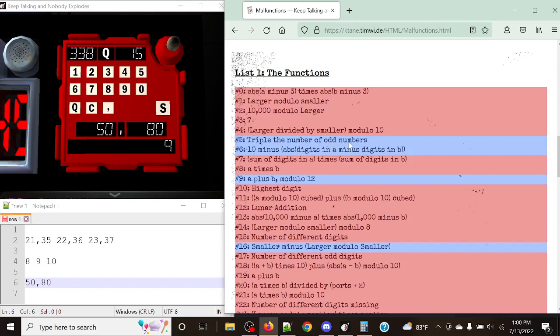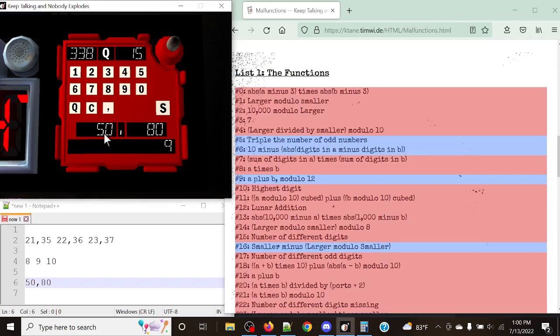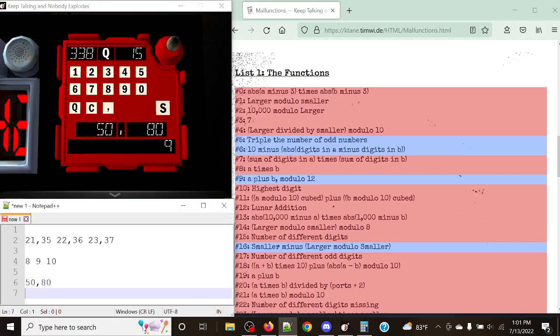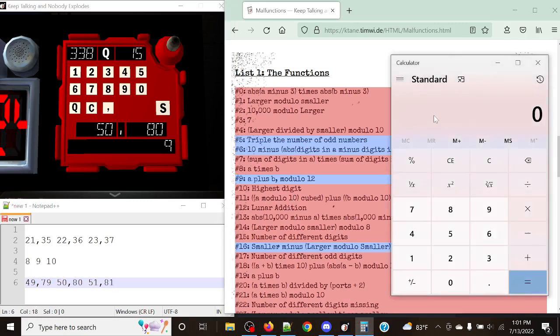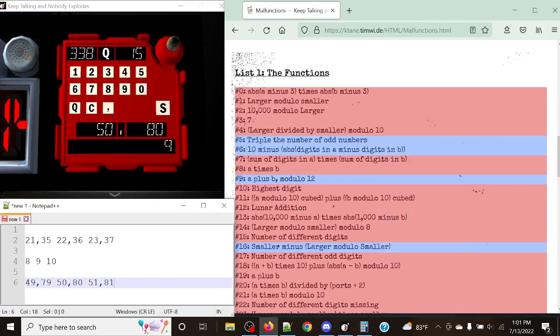Triple the number of odd numbers. In this case, if we were to do 49, we have the other possibilities of there being 49 and 79. That still has the possibility of being there. And then 51 and 81. That's going to produce 3 as well. A plus b modulo 12. If we were to do 50 plus 80 modulo 12, that's still going to produce 10, still has a possibility. I need to do a different query, because this is not going to work.